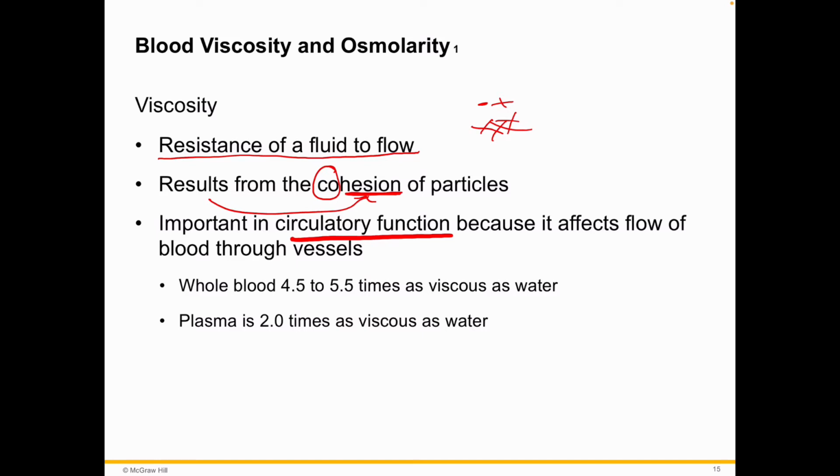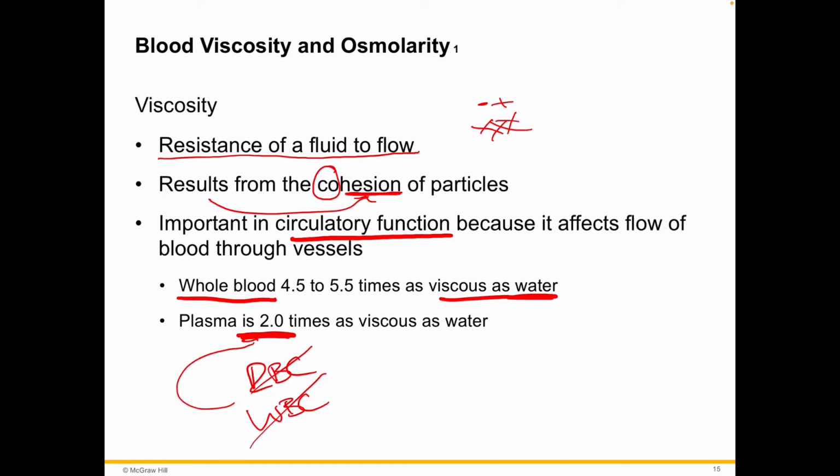So whole blood is still thicker than water, right? So blood really is thicker than water. And plasma itself, after you take all of the RBCs out or white blood cells as well, after you remove those, it's still about twice as thick or viscous as water. And that primarily has to do with some of the dissolved proteins like albumins and all of that good stuff.